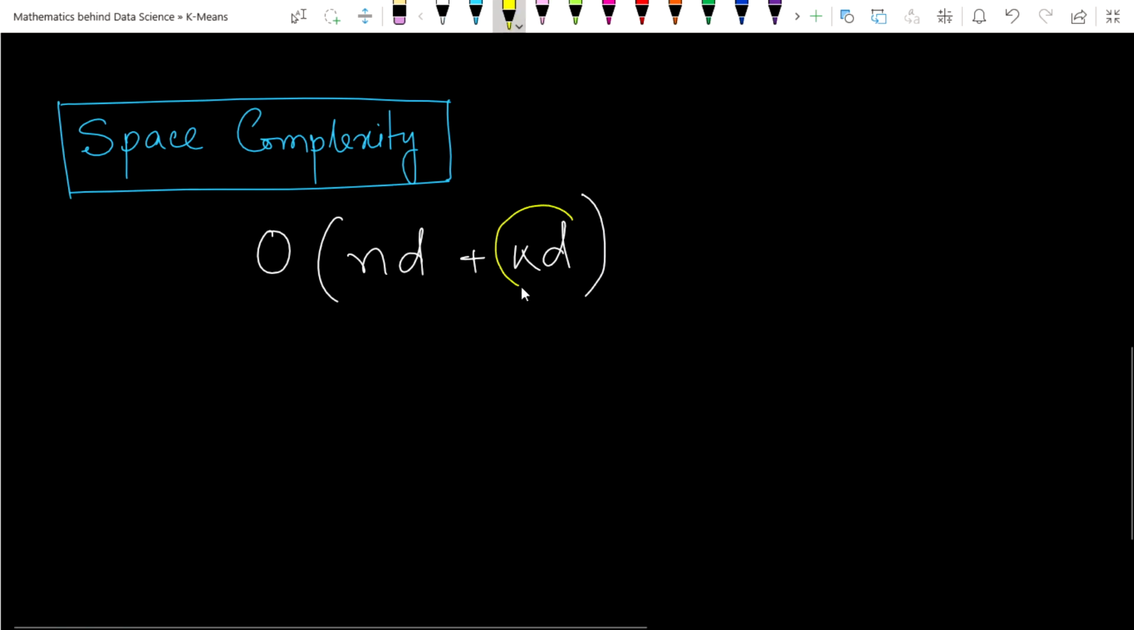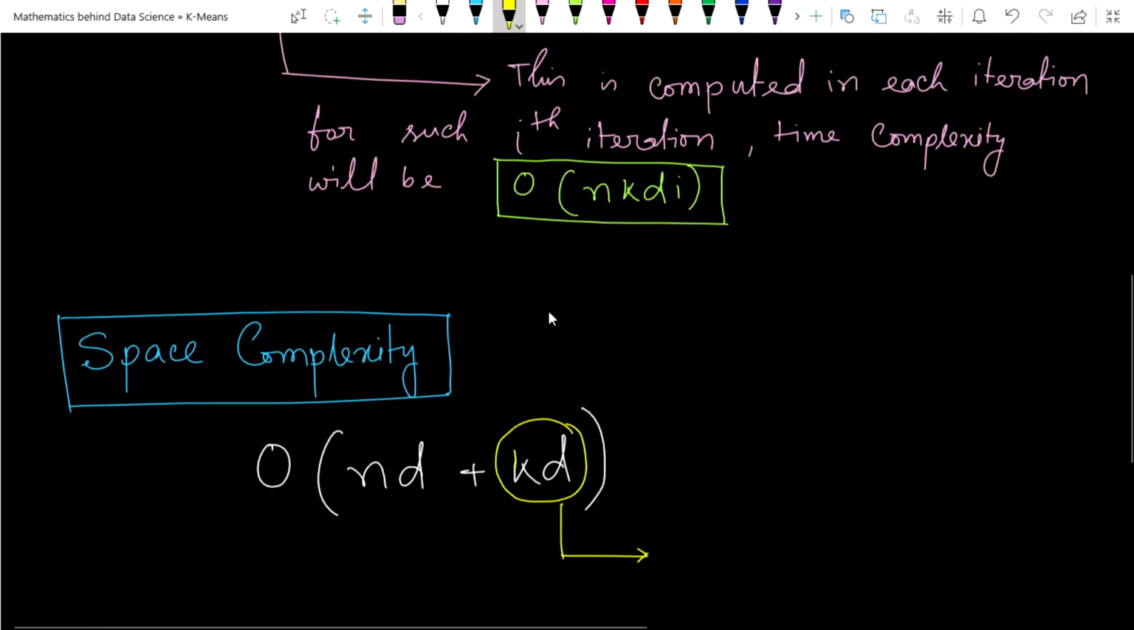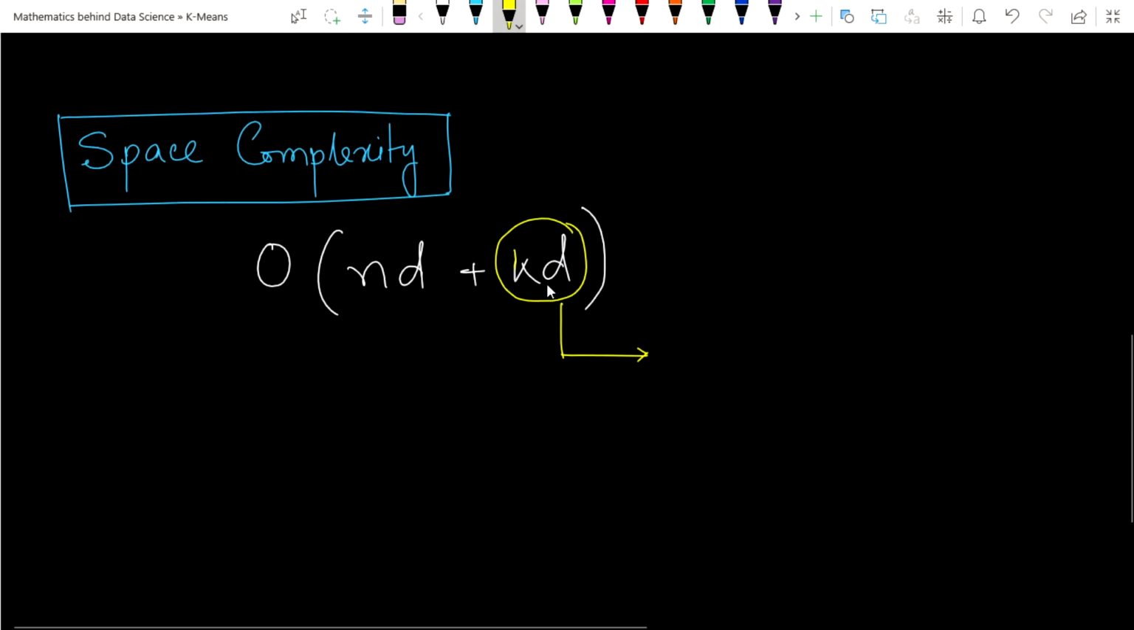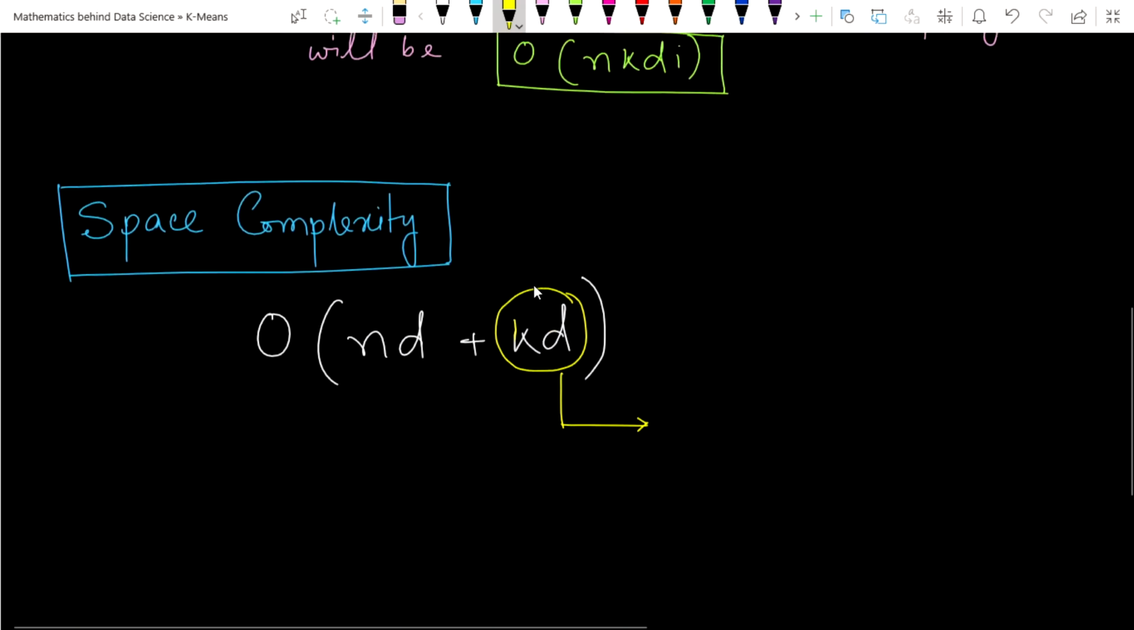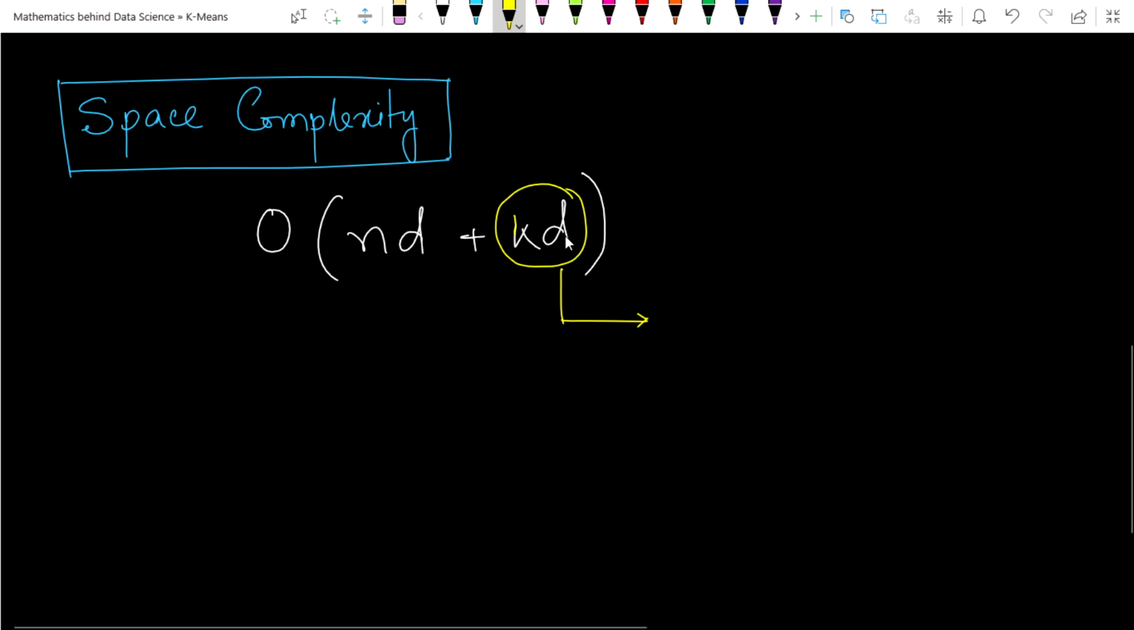This kd is responsible for storing the k centroids, because each centroid is in our data point space, and our data point is in d dimension. So to store such k centroids, we need order of kd complexity. Okay, this is for that.